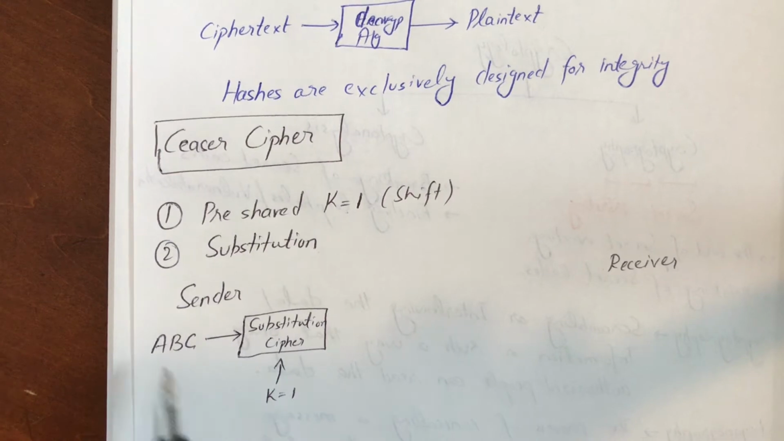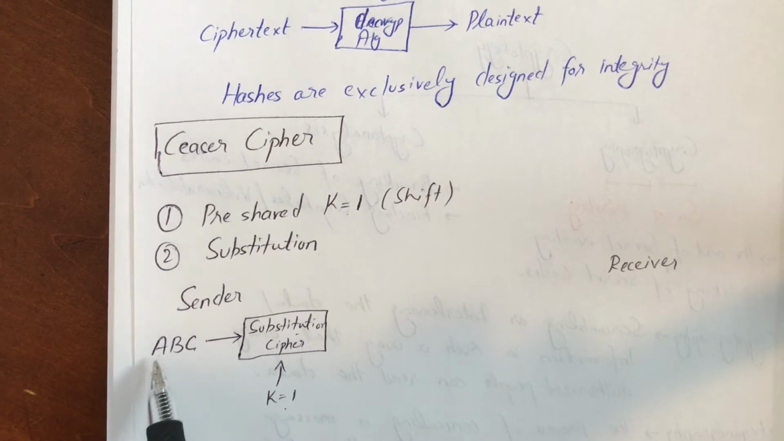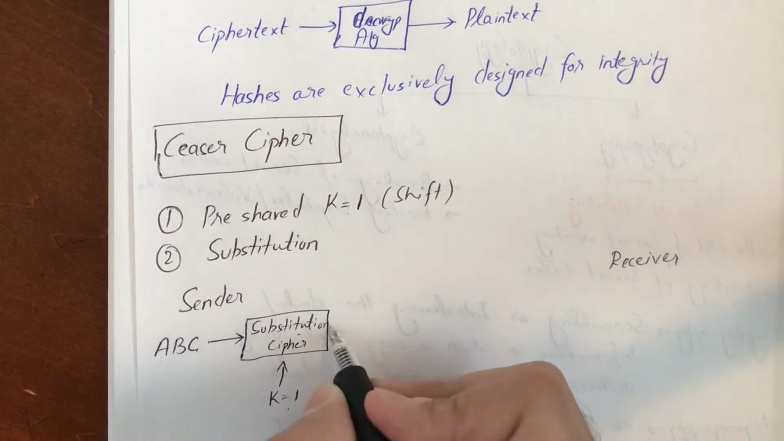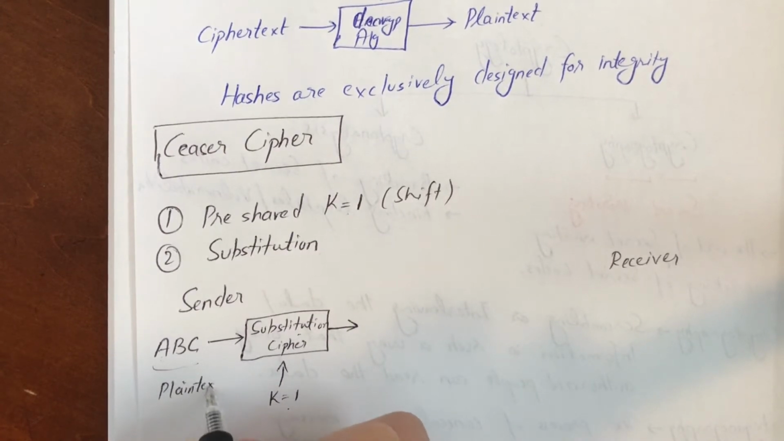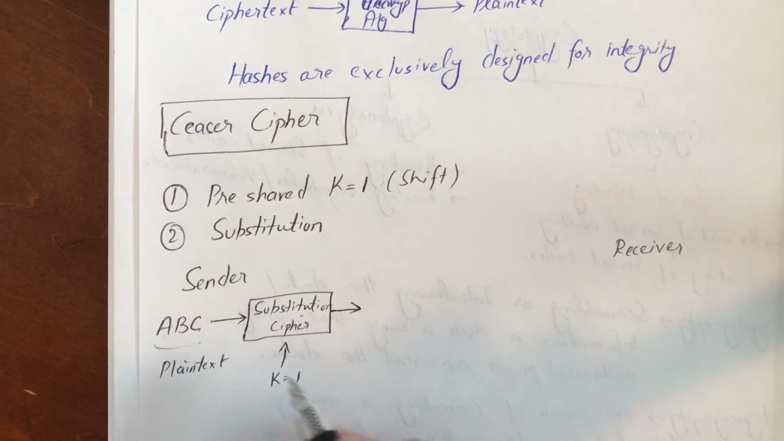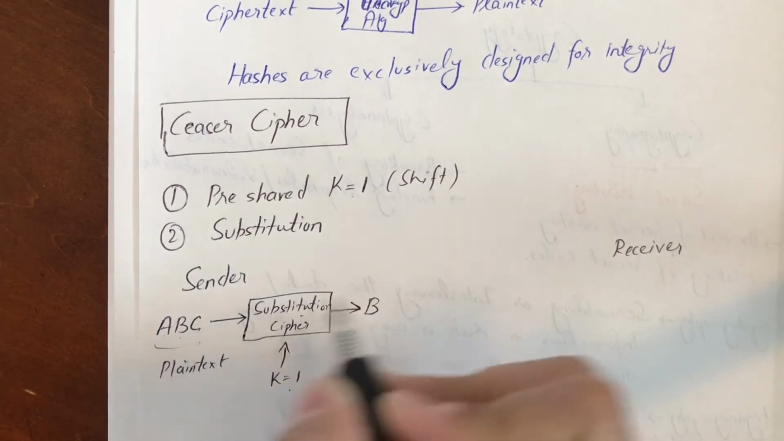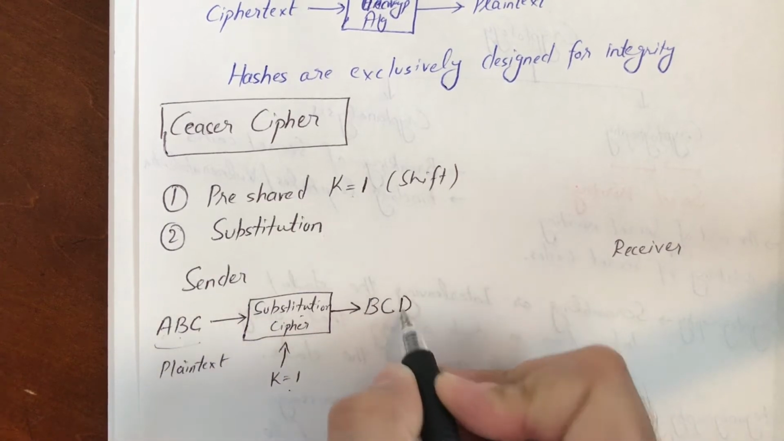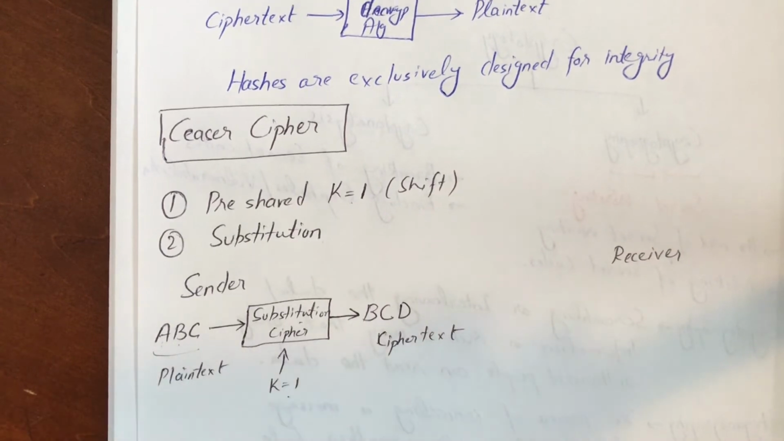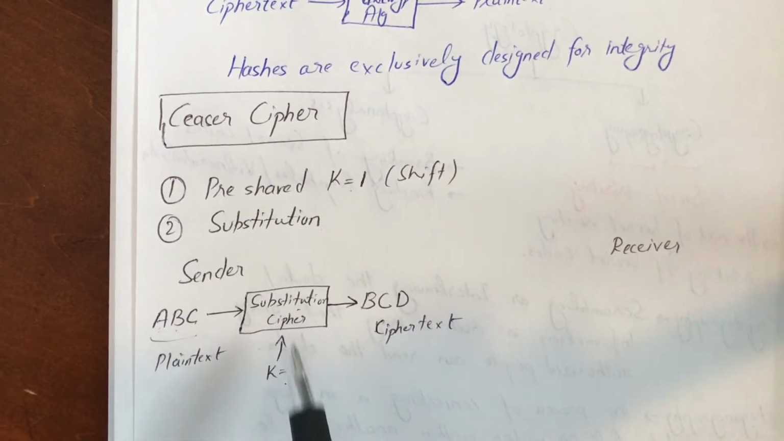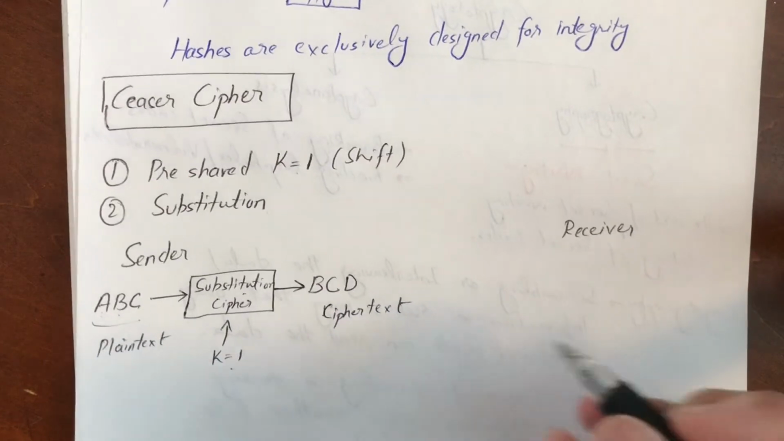So what's going to happen? This substitution cipher, according to the key, will substitute these letters. A will become the next letter down the alphabet, B will become the next letter, and C will become the next letter. So after you pass this plain text through this substitution cipher using k equal to 1, A will become B, B will become C, C will become D. So BCD is my ciphertext. The original message was ABC. If anybody knows the substitution cipher, the algorithm, and the key, then only they can retrieve the plain text. As I already assumed, my receiver already knows that.